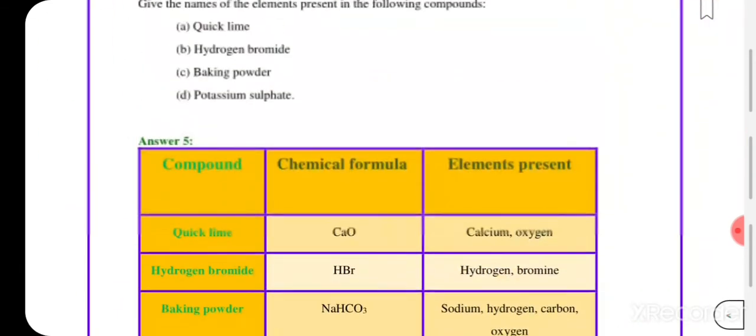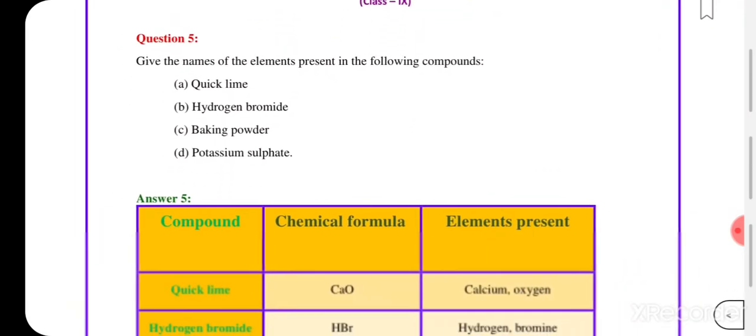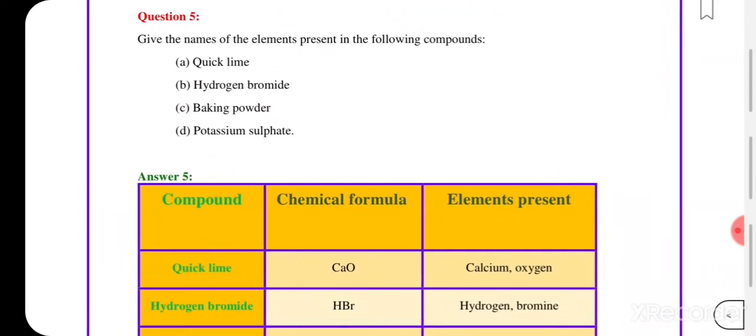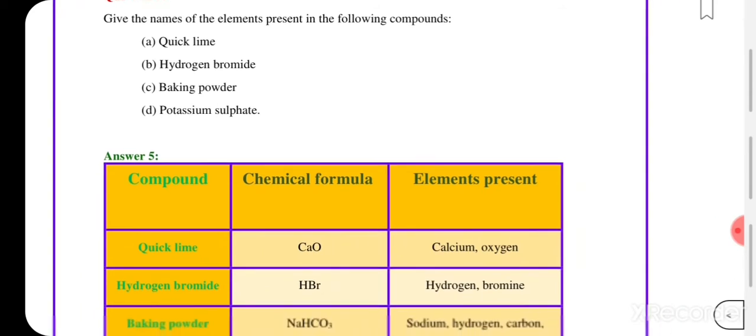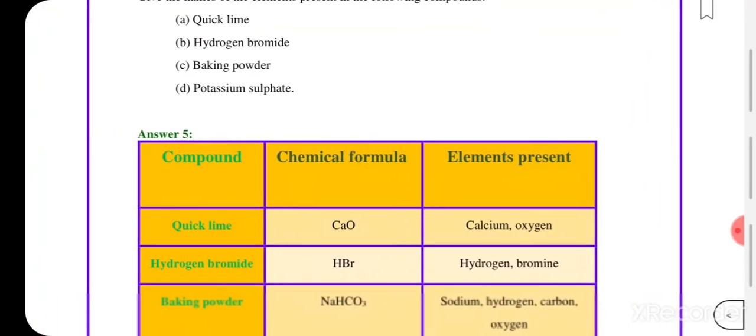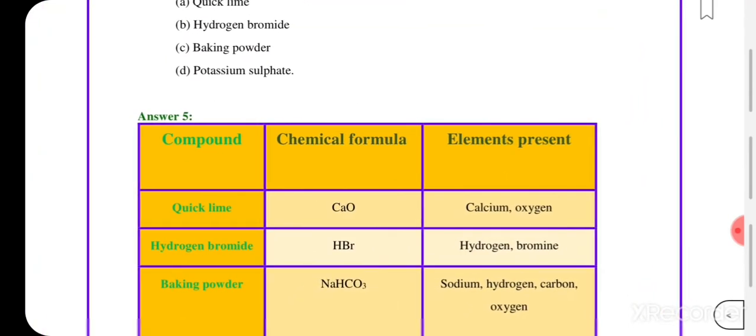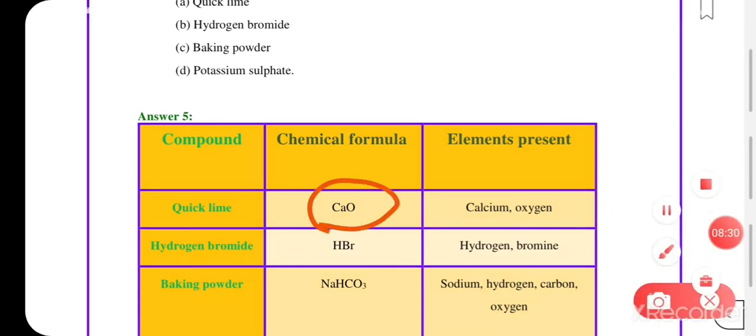Now moving on to the next question, that is question number 5. Give the names of the elements present in the following compounds. The first one is quicklime. What is the chemical formula for quicklime? Quicklime is written as calcium oxide. Elements present are calcium and oxygen.